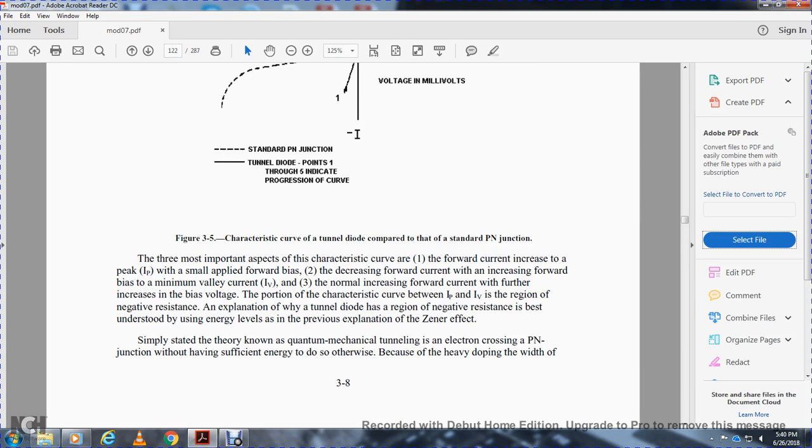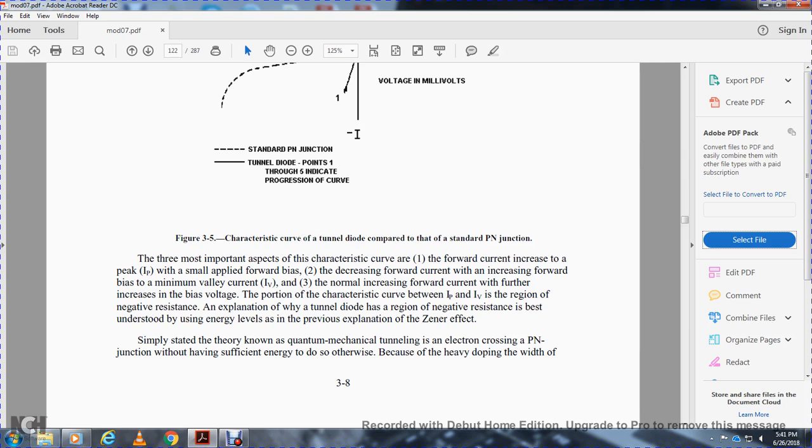There are three important aspects of the characteristic curve. First, the forward current increases to a peak with a small applied forward bias. Second, the forward current decreases as the forward bias increases. Third, the forward current increases normally with further increase in bias voltage. The portion of the curve between the peak and the valley current is the region of negative resistance. The explanation for the negative resistance region is better understood with energy levels, as in the previous explanation of the Zener effect.